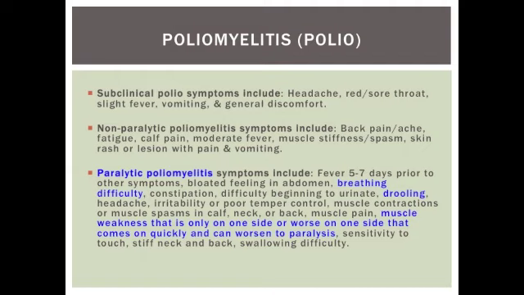Another disease is poliomyelitis, also known as polio. Polio is a viral disease that can affect nerves, leading to partial or full paralysis, which is also paralytic poliomyelitis. This is uncommon in the US due to vaccinations. Polio infections are separated into three different groups: subclinical infection, non-paralytic poliomyelitis, and paralytic poliomyelitis. Take time to review their signs and symptoms.